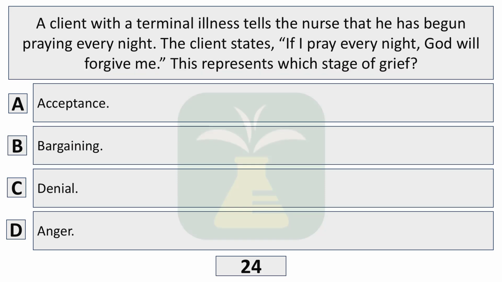A client with a terminal illness tells the nurse that he has begun praying every night. The client states, "If I pray every night, God will forgive me." This represents which stage of grief? A. Acceptance. B. Bargaining. C. Denial. D. Anger.